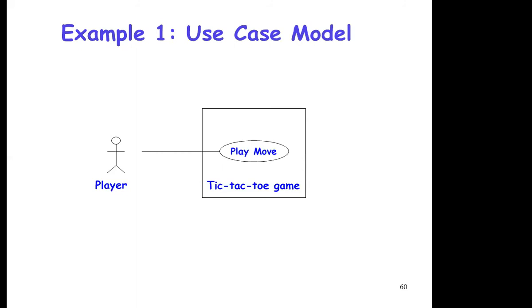So this is the first use case. The actor is shown here, then the external entity. Then is the main use case, which is play move. Then the line is linked between these. Then the play move is there. And your system name is tic-tac-toe.